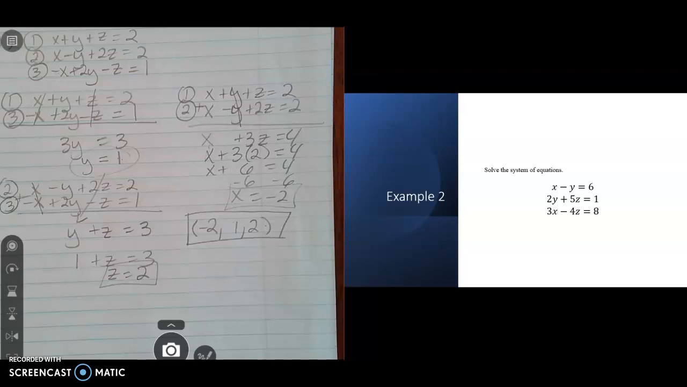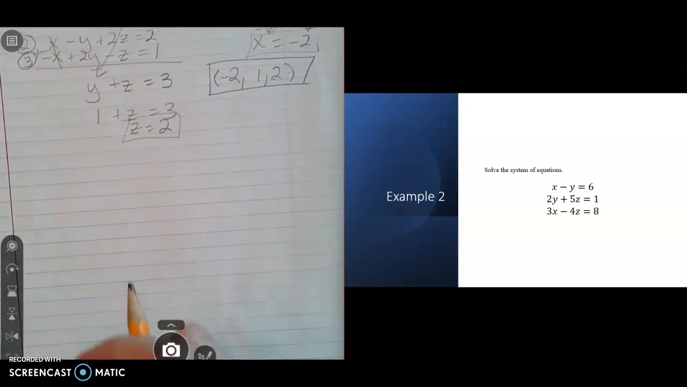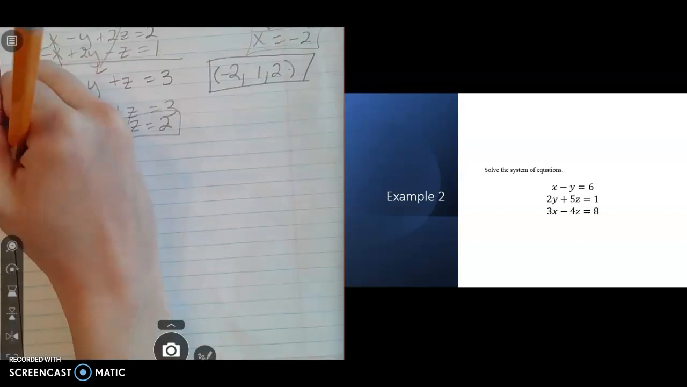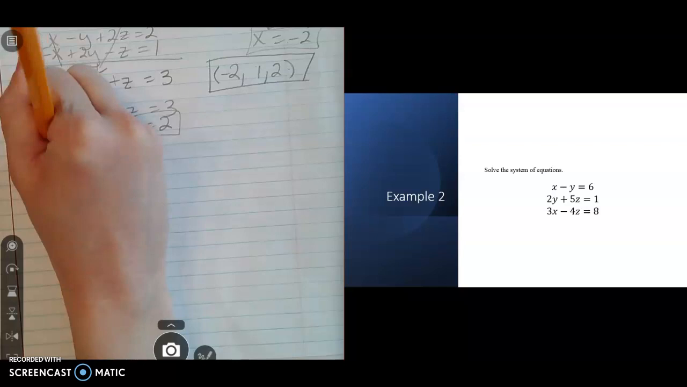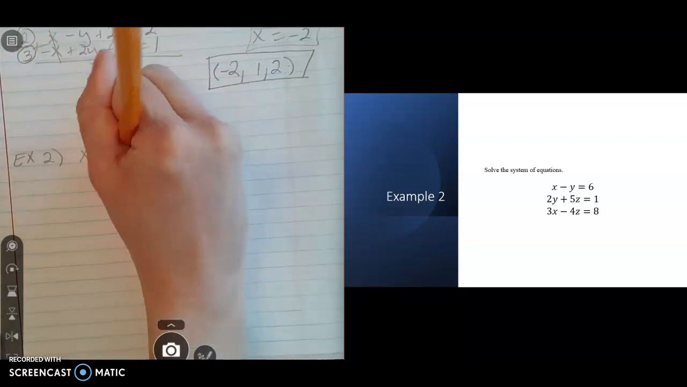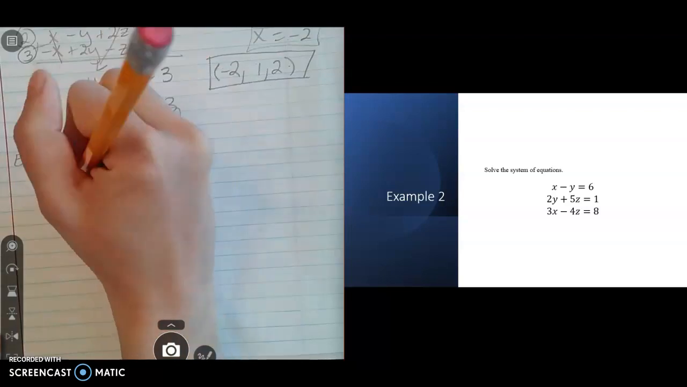Alright, let's do another one. In example 2, you'll notice each equation only has 2 variables in it, which is kind of interesting. When they're set up like this, I think my natural tendency is to do some substitution instead of elimination.